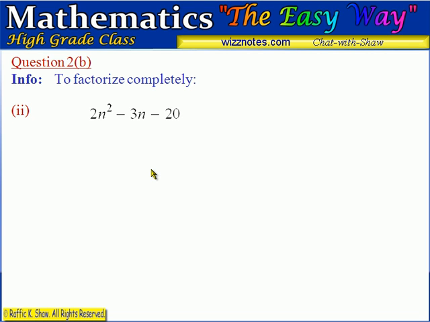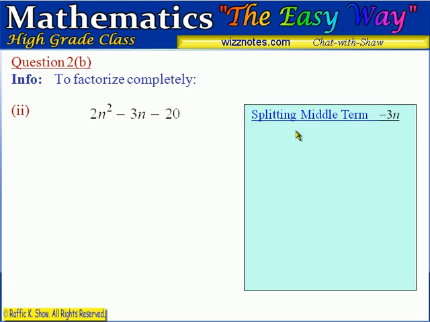Now, part 2 gives us this quadratic expression. It's a quadratic in n. And so we have to apply the special method of factorizing a quadratic expression. It involves converting this 3 terms expression into 4 terms by splitting this middle term. This is the middle term of this quadratic expression, and the process is sometimes referred to as splitting the middle term.